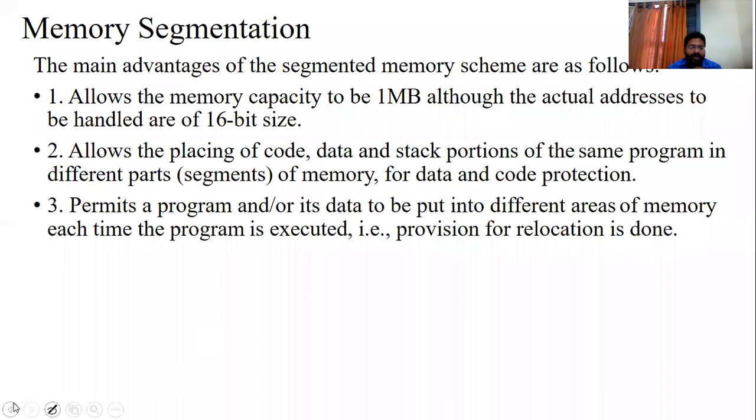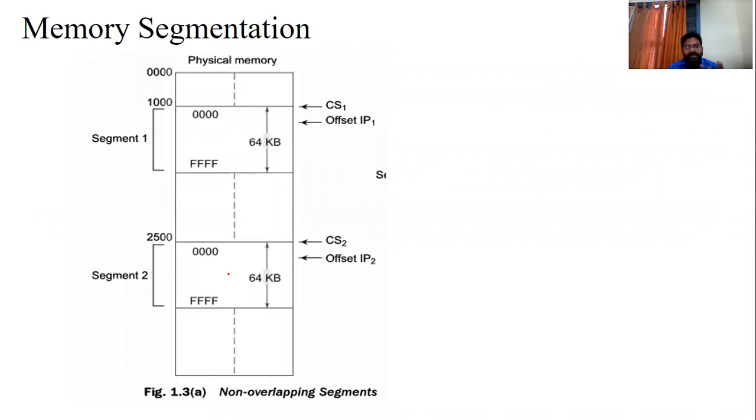So what is this? Now see this. This is the physical memory. What is the size of this physical memory? 1 MB. So what is our physical address? See this. A physical address is equal to the segment address plus offset address. This is the 20-bit address, this is 16-bit, and this is 16-bit. This is the main thing. What is the 16-bit segment address?